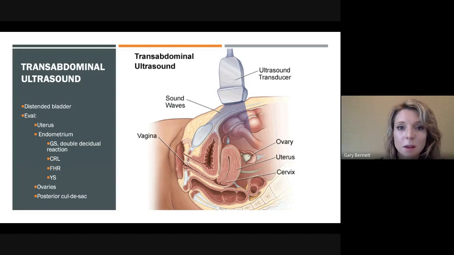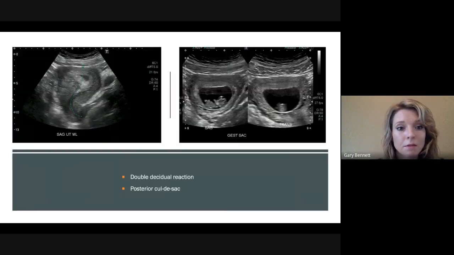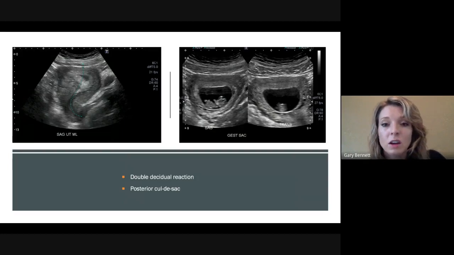It's great to be able to find the baby and determine gestational age and, of course, estimated due date based off of that information. But our primary concern here is to evaluate and make sure that this patient doesn't, in fact, have an ectopic pregnancy, because that's going to be life-threatening. So, double decidual reaction here.